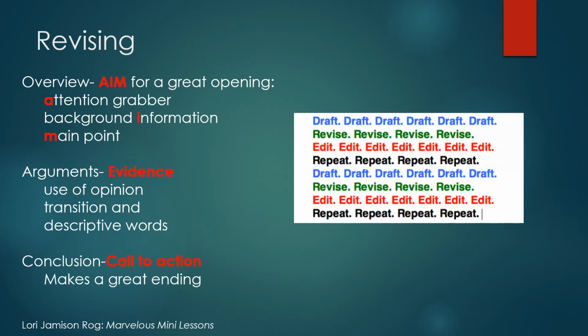When we think about the structure of a persuasive text, we have an overview, then we have arguments, and then we have a conclusion. And so in Marvelous Mini Lessons, the thought is that we can work on our introduction, our overview, by using the mnemonic AIM for a great opening, which stands for attention grabber, background information, and main point. This is a discrete skill that we can teach our students so that they have exciting overviews. Then in the arguments section, we talk about evidence, use of opinion, use of transitional words, and descriptive words. And in the conclusion, oftentimes we end with a call to action, which makes a great ending. Once again, this is a discrete skill, a type of ending that students can be taught to write.